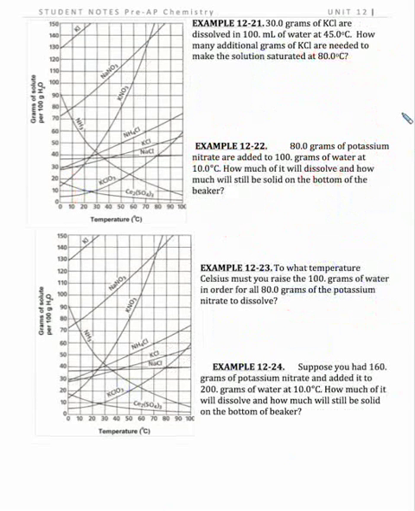Okay. I'm going to jump on to 21. I picked a few that I thought were the trickiest. Now the question tells us we have 30 grams of KCl and 100 grams of water. Do you notice I just automatically converted that? At 45 degrees Celsius. The question is, how many grams of KCl are needed to make the solution saturated at 80 degrees? So this is what I have at 45 degrees.